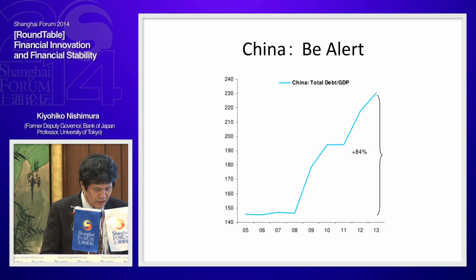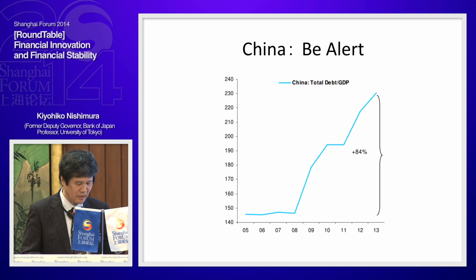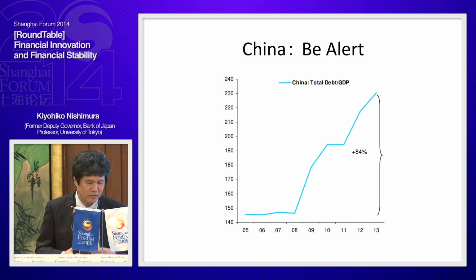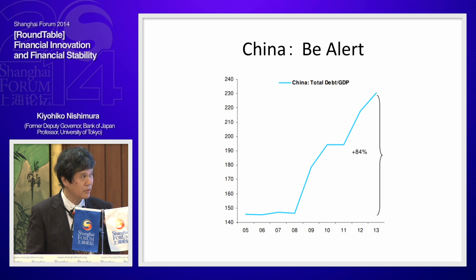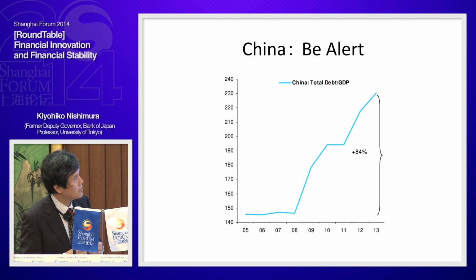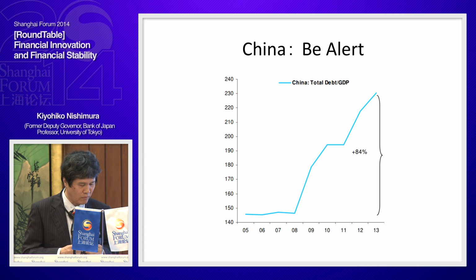So my point is, what about China? Be alert. The Chinese situation will be thoroughly discussed by my fellow panelists, but from the lessons of the past financial crisis, I can say one thing: be alert. There is ample evidence that when the total debt to GDP ratio increases rapidly, there is a growing danger of a deep financial crisis in the future. It may not be a crisis, but it may be a big problem. This chart, compiled by an economist of the Geneva Institute, shows that China's total debt to GDP ratio has increased by 84% from 2008 to 2013.